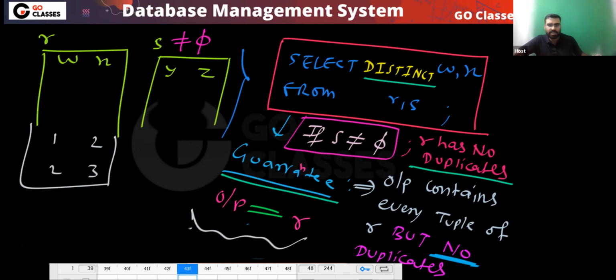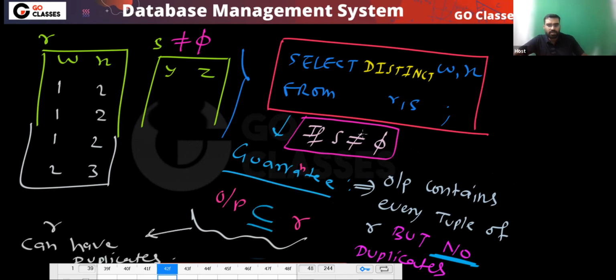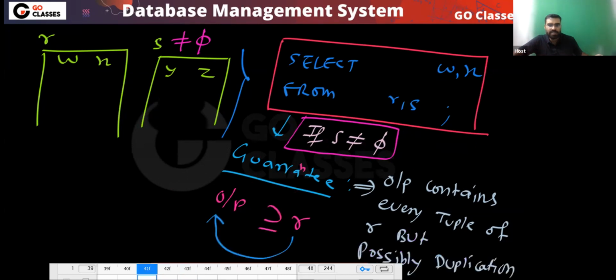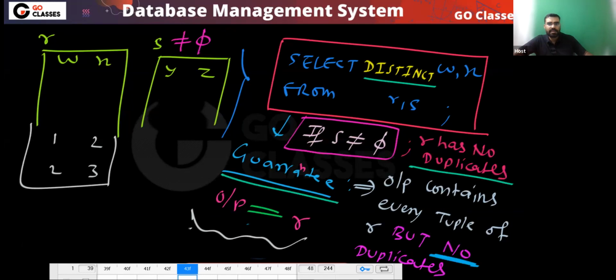This distinct word is already given. See, all the variations I have taken, like if only this happens, then what? Is this clear to everyone? Please tell me, is this clear? One by one, I have told you everything.